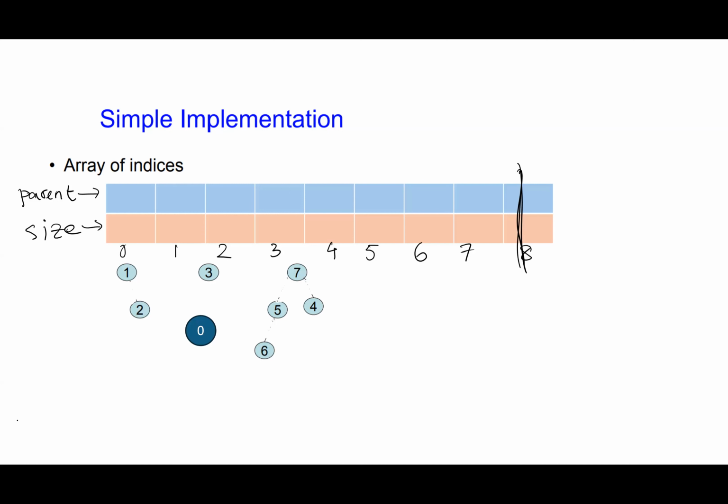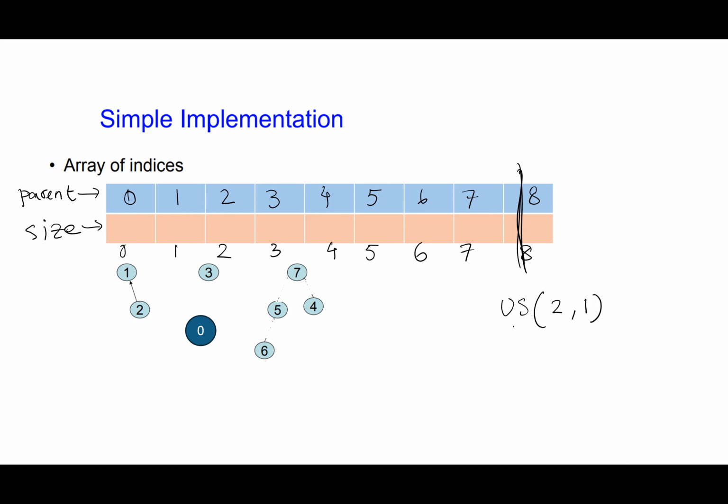And initially, each of them is a tree by itself. So zero's parent is 0, then 1, 2, 3, 4, 5, 6, 7, 8. Okay. Now we are doing union by size of 2 and 1. Both of them are of size 1, so we just break the tie arbitrarily, and this is what we get.